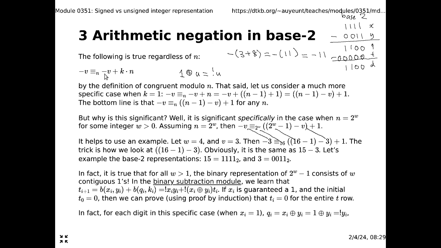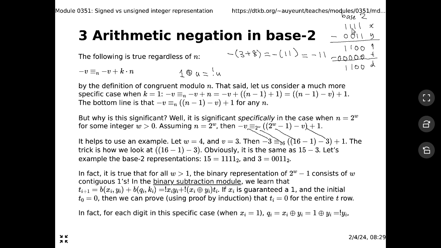Okay, so using this original thing, we now say negative 3, the arithmetic negation of 3, is congruent modulo 16, because W is 4, with 2 to the power of W, which is 16, minus 1 is 15, and then we have a subtraction of 3, and then we have to add 1 eventually to the entire thing. So let's forget about the plus 1 at this point. We are focusing on what is 15 minus 3, or some power of 2 minus 1, and then subtract another bit pattern from it. Last time we looked at this already; the whole math is at the corner of this entire thing right here.